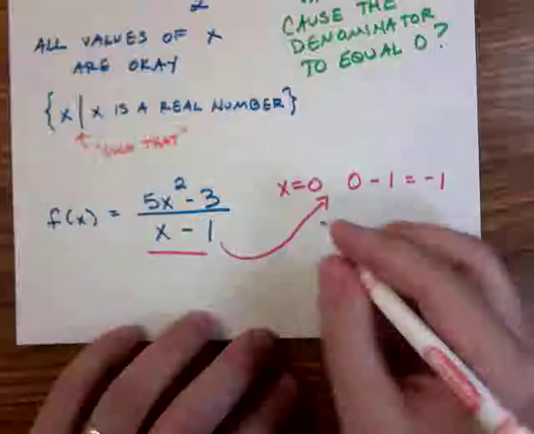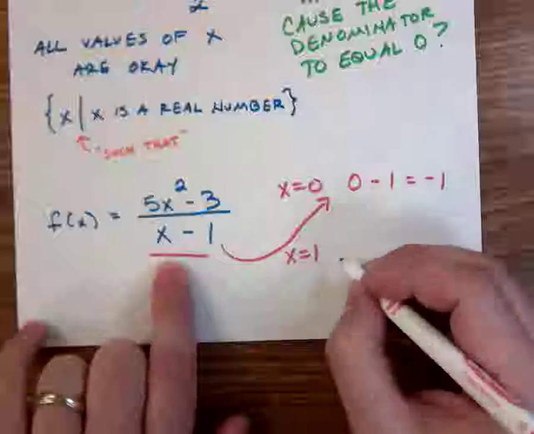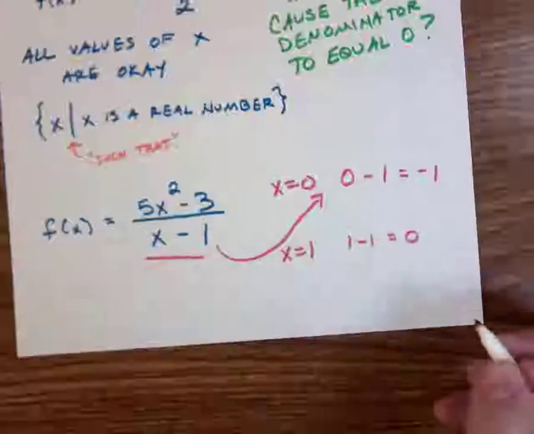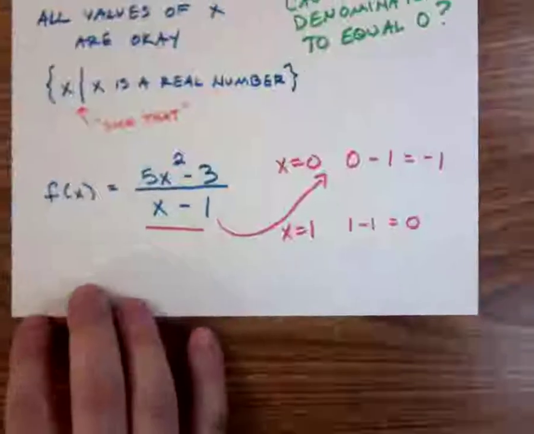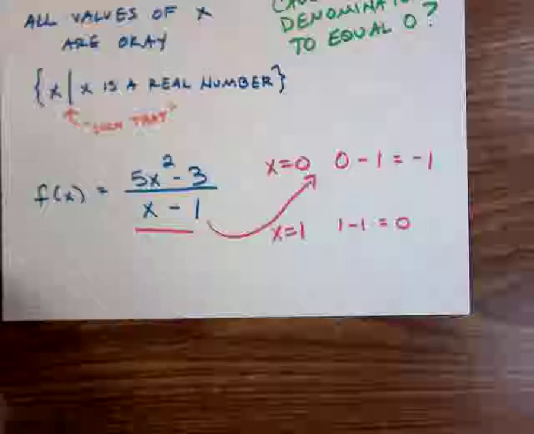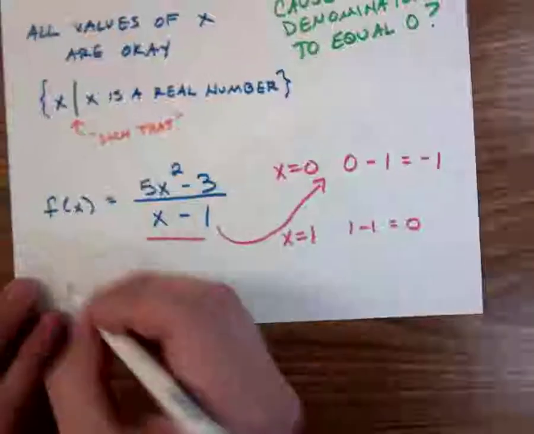How about 1? If x was equal to 1, instead of being x minus 1, my denominator would be 1 minus 1, which would be 0, and that would be bad. A denominator of 0 is not okay. So 1 is the only number I have a problem with. So I want to find a way to say that the domain can be anything you want except for 1. It can be any real number except 1. And here's how you write that.